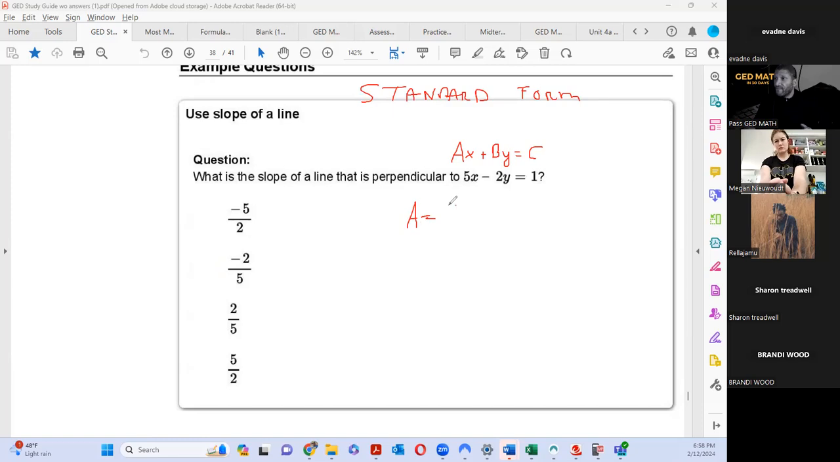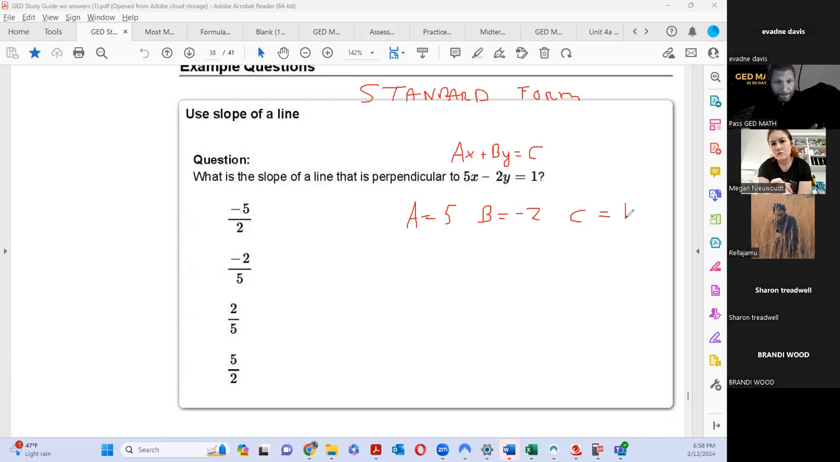It's 5. What is B in this standard form of a linear equation? It's -2. What is C in this standard form of a linear equation? 1. Does everybody understand how we identify those three coefficients? Let me know if you are having trouble identifying A, B, and C.